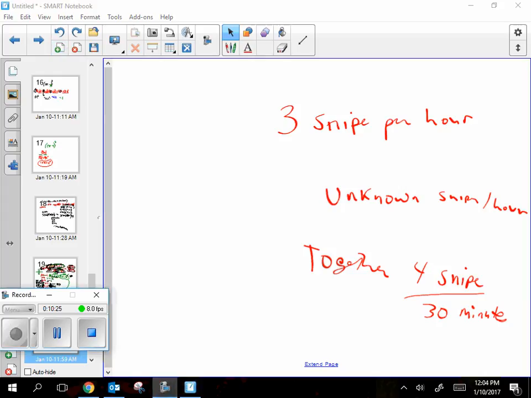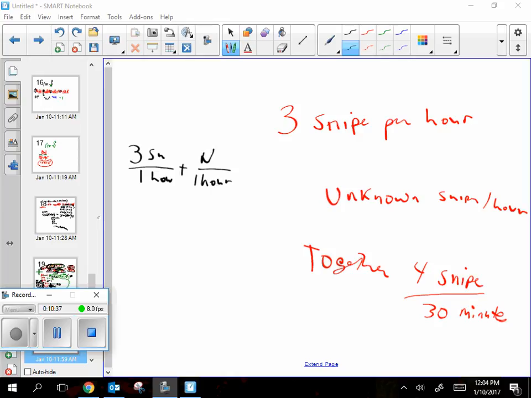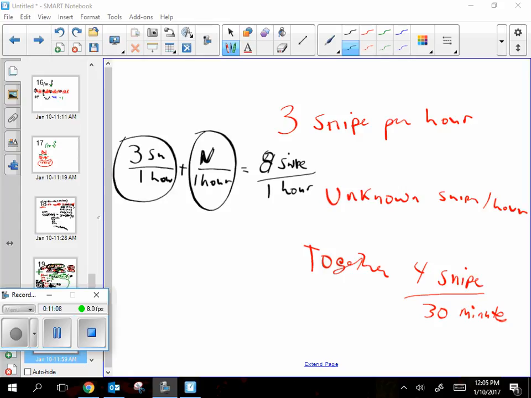Okay, you should have said, if I can do 3 snipe per 1 hour, plus I don't know how much the other person can do per hour, I'm using n there. Then together, that's the rate plus the rate equals a rate, right? The together rate is 4 snipe, actually 8 snipe. Why am I doing this? For 1 hour. If you're going to do 4 in 30 minutes, you're going to do 8 in 1 hour. That way you have the same units throughout the problem, and that's really important. Then you can just ask, 3 plus what makes 8? This one's not too tough to solve. It must be 5. Raise your hand if you had 5. Okay, good. Now those can be more complicated, but that's an example of the rate plus the rate equals the rate type of question.